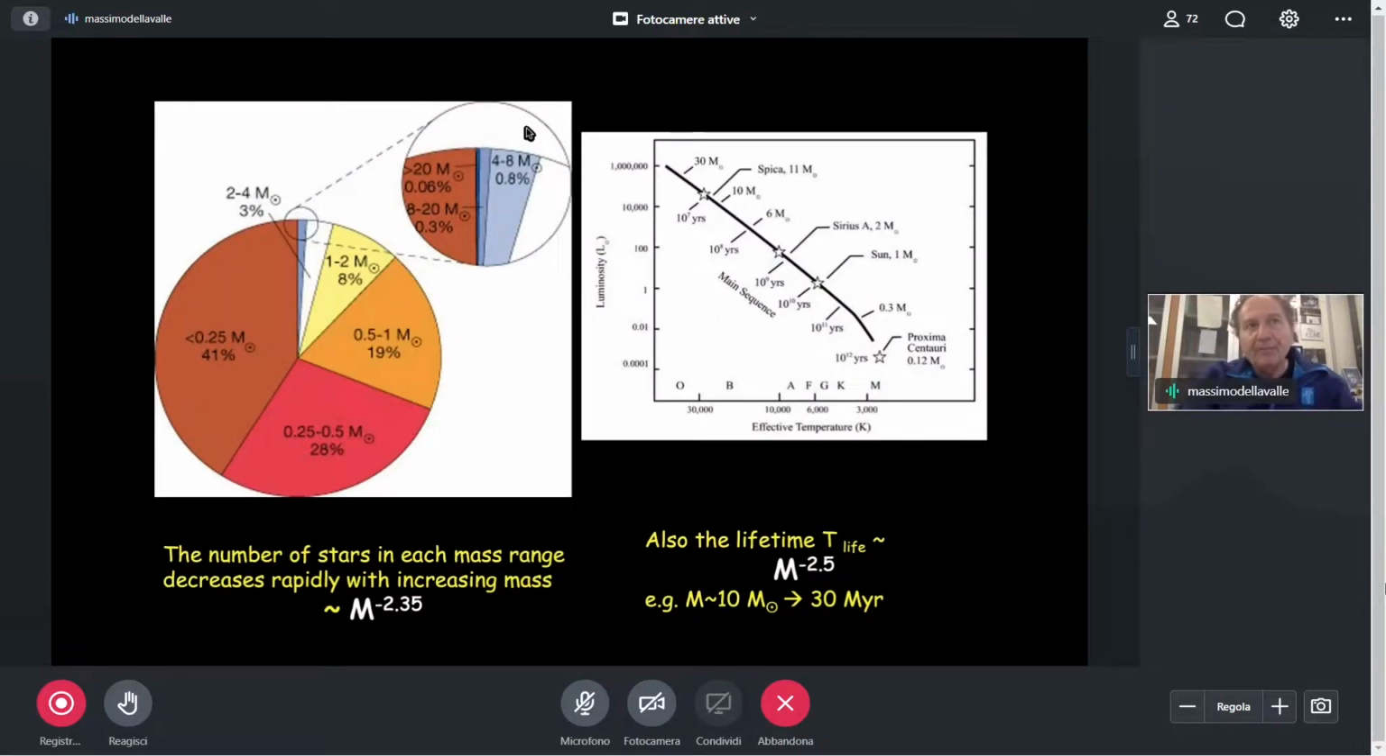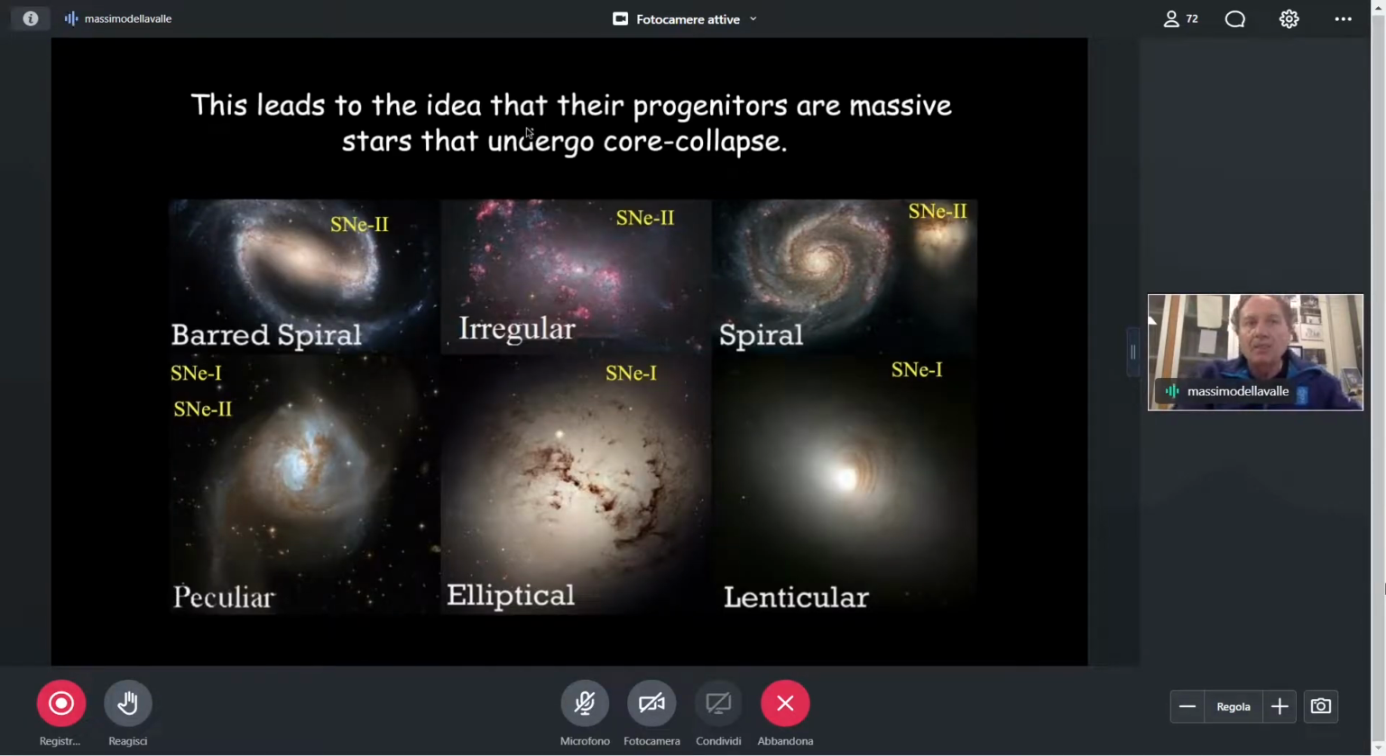So if we consider that the more massive a star is, the shorter is its lifetime on the main sequence, and this relation goes as the mass to the minus 2.5. That implies, for example, that the Sun spent 10 billion years on the main sequence, while for a star that is 10 times more massive, this lifetime corresponds to 30 million years. And so these simple observations of the place where the supernovae occur lead to the idea that their progenitors are massive when the collapse of the core occurs.